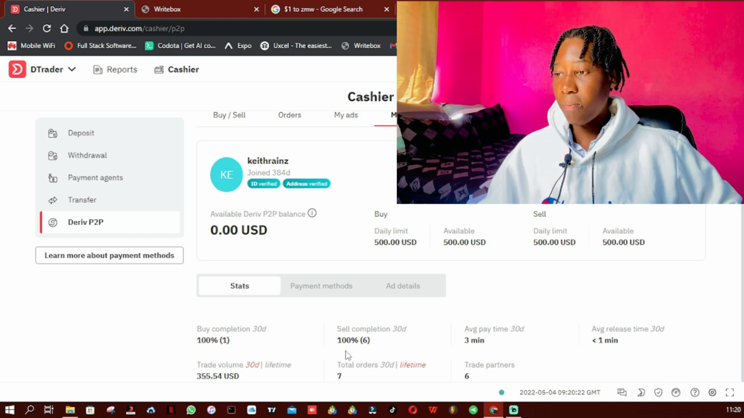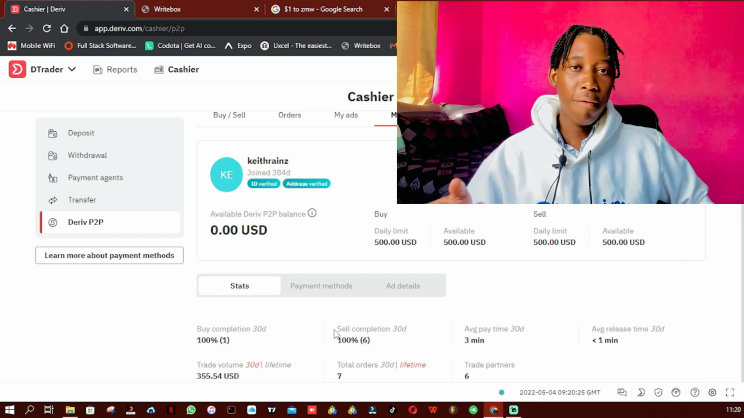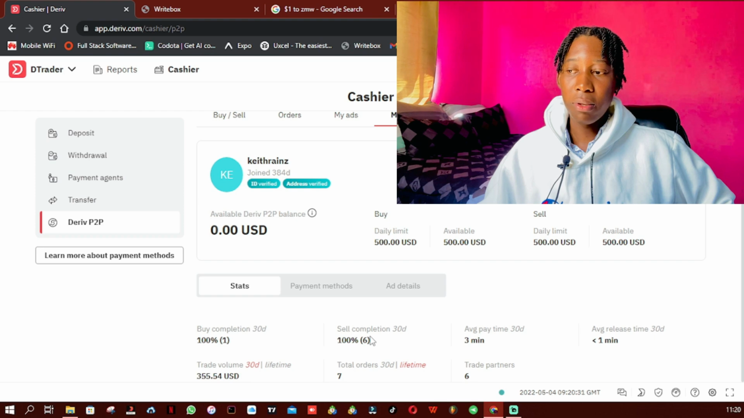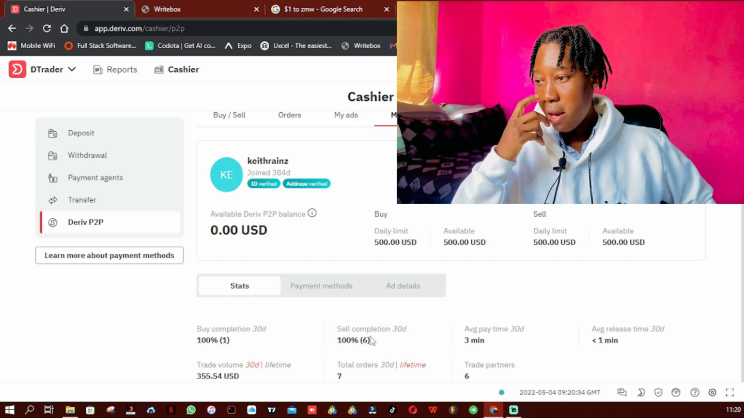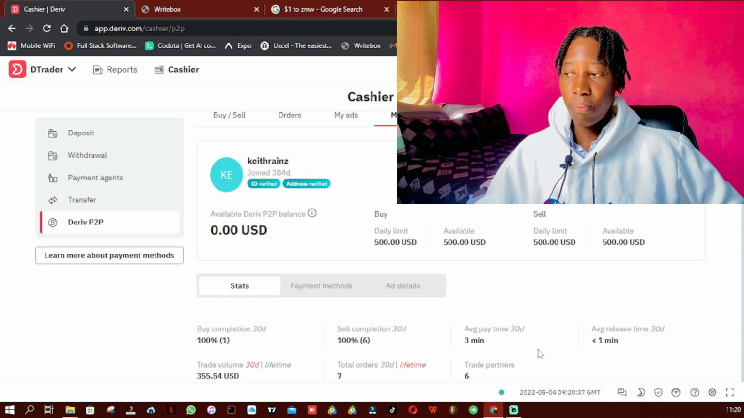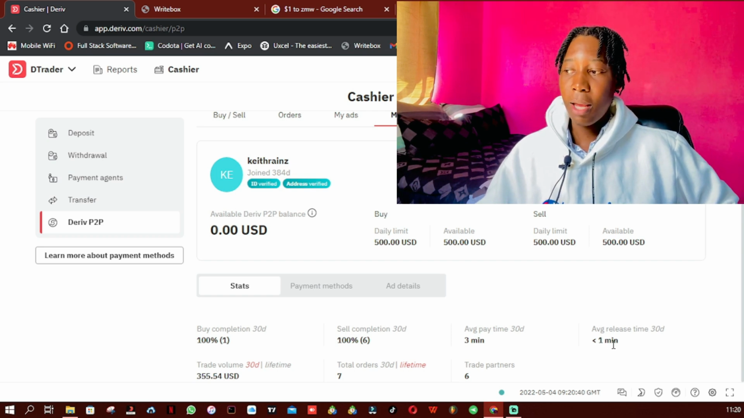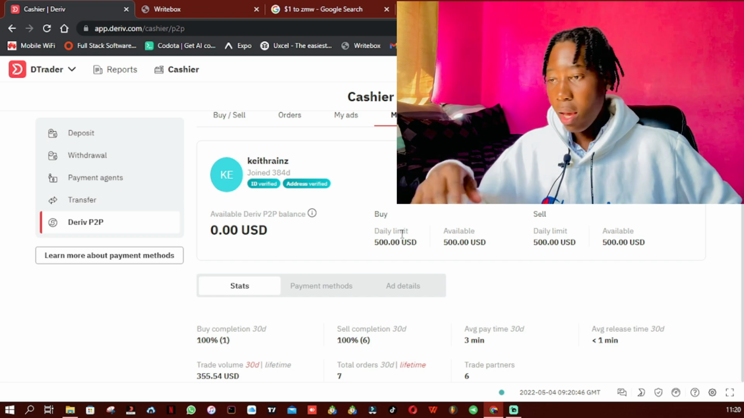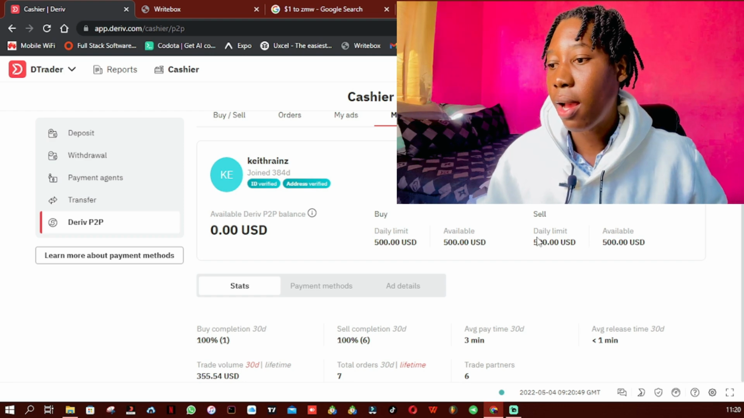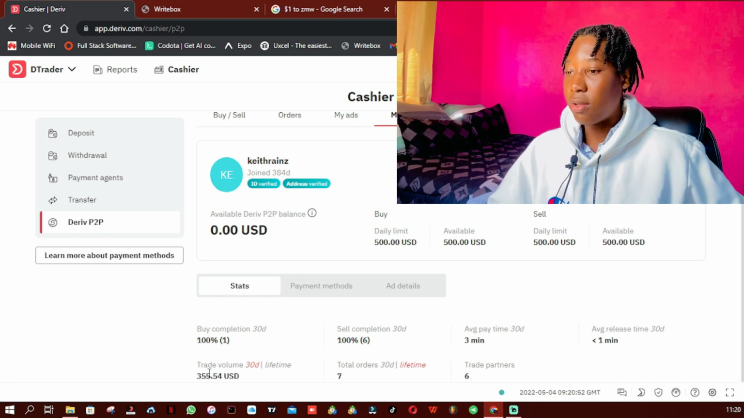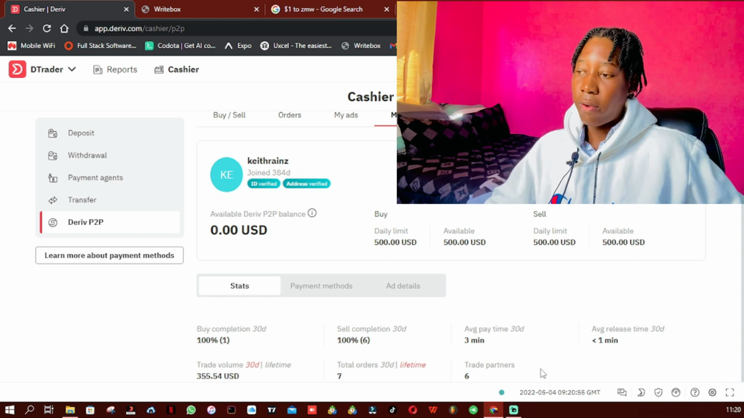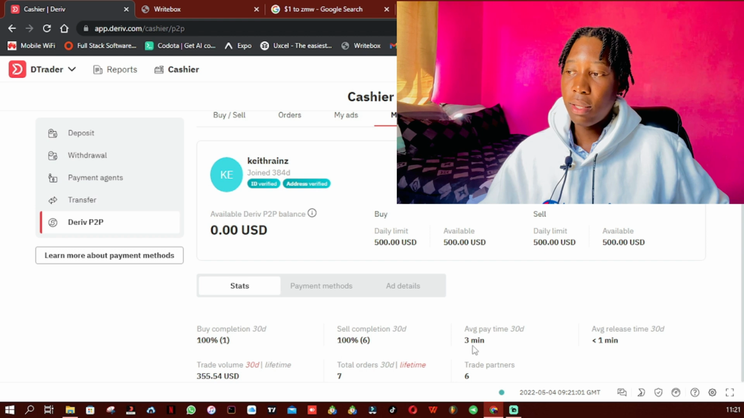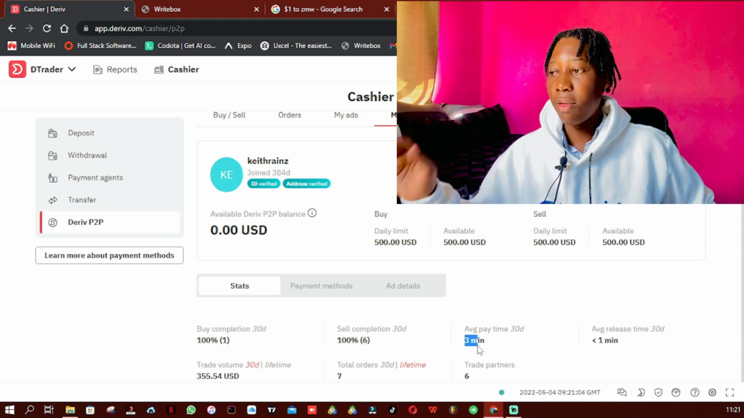Total orders 7. So as you can see, I've only bought dollars once, and I've been selling only, so I've sold about 6 times from the profits I've been making. The average pay time is 3 minutes, which is okay, and the average release time is 1 minute, which is perfect. I've got about 6 trade partners. So my goal is to try and increase my trade volume to at least $1,000, and to have at least 10 or 15 trade partners, and my average pay time should also come to 1 minute, then everything will be perfect.